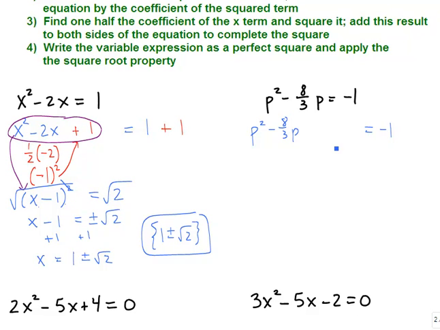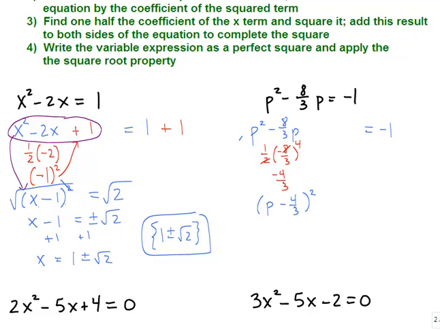Now that I have it all spaced out, we're ready to take half, you always take half of that middle coefficient. So half of negative 8/3 in this case. Now half of negative 8/3, you can reduce that a little bit. 2 goes into 8 4 times, so this is minus 4/3. Now that number is the number that's going to go in your quantity squared. So it's going to be p minus 4/3 quantity squared.